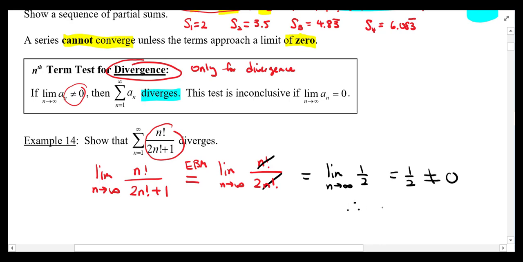So therefore, by the nth term test, and you please quote the test, by the nth term test, this diverges. Okay? We know this will never have a finite sum. It's going to be equal to infinity.